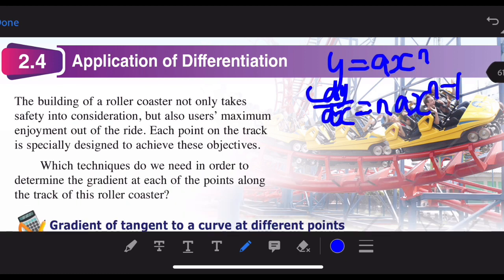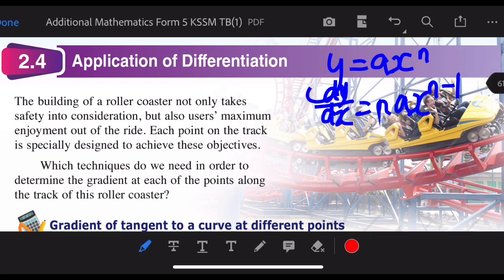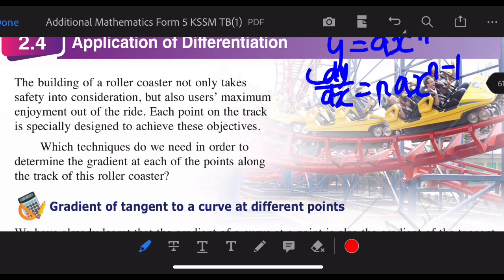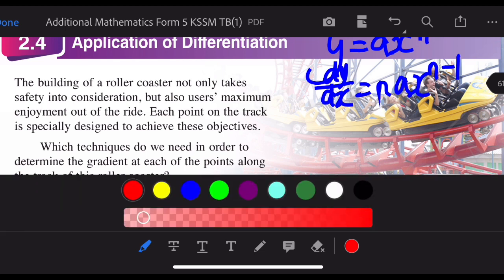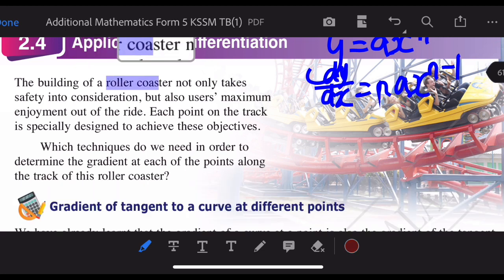Now, application of differentiation is very useful in our daily life. Let's see this one. The building of the roller coaster, right? Example, you go to Genting Highlands, you play the roller coaster. So actually it applies the concept of differentiation. Do you know that?